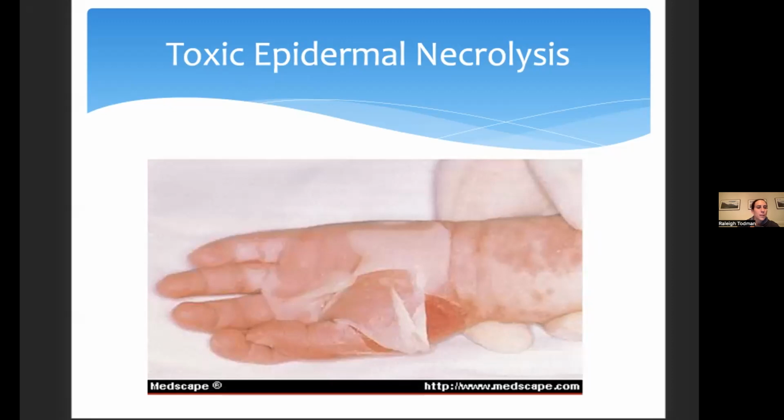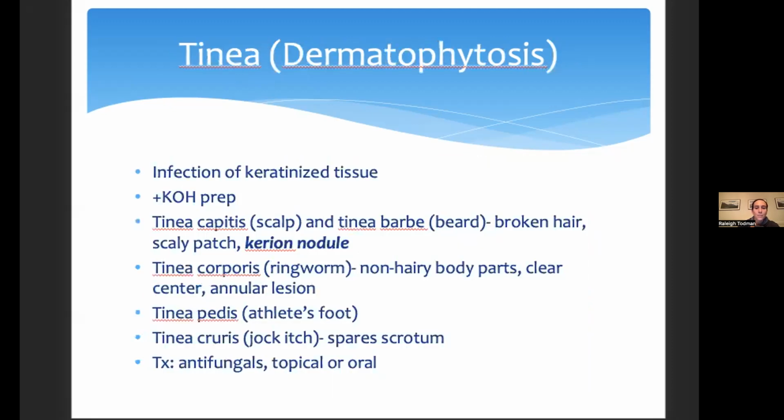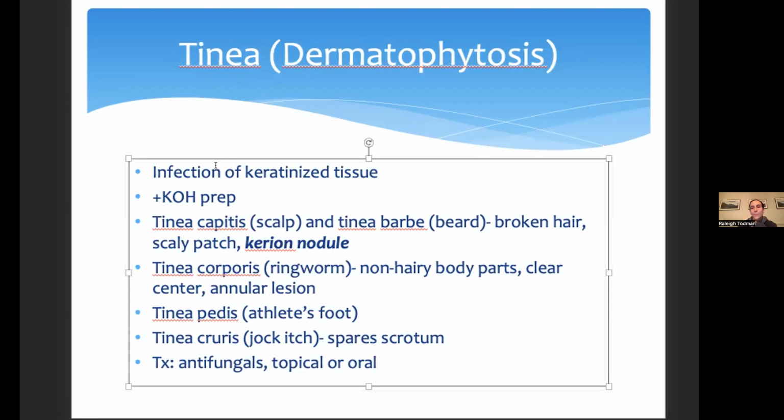Then we have, oh, we're almost done, you guys. We have some more benign lesions to finish out. So we have tinea. Now there are several types of tinea, and they're each named for the body part they affect, but this is infection of keratinized tissue. This can be seen on a potassium hydroxide prep if we did those. We did them in my residency ED, but I don't think we do them here.